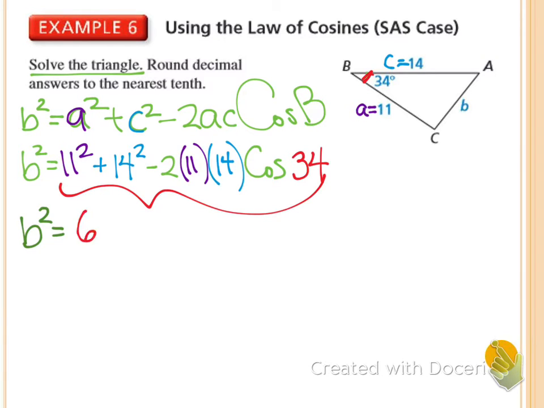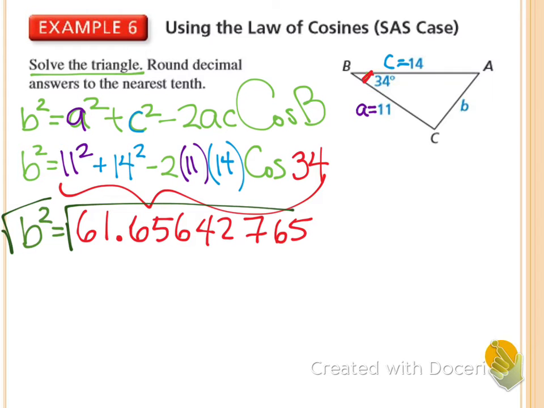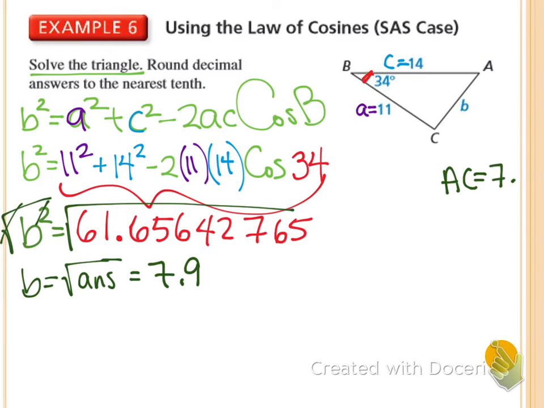Don't clear it. I'm going to write down what you should be seeing, 61.656427765. We want to get B by itself. So remember, your calculator can remember numbers. So you're going to hit square root of previous answer. So square root previous answer, that is next to the equal sign. And you will get 8.5. If we're rounding to the tenth, it's 7.9. Here is the thing. Our final answer will be rounded to 7.9.